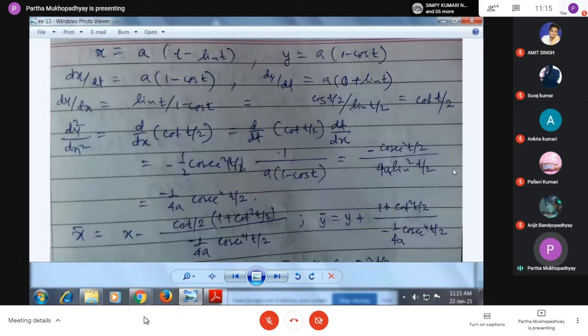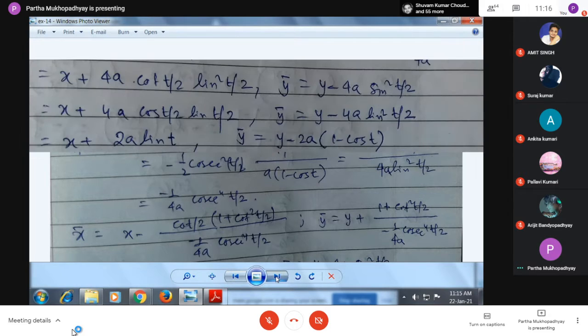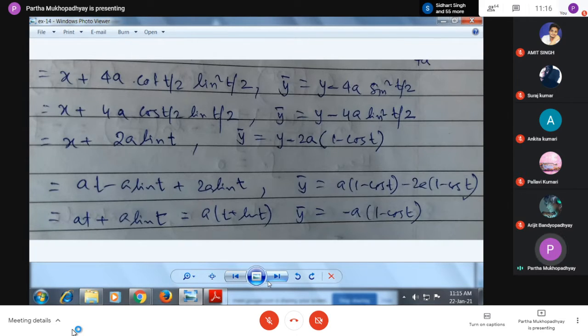This is x bar. And y bar equal to y plus 1 plus cot squared t/2, that is 1 plus y1 squared by y2. Okay, so this will be the thing now. So what you have to do? We have to eliminate x and y from this. Okay, we have to eliminate x and y from this. So what we are getting from this equation, x is equal to 4a cot t/2 sin squared t/2, and y bar equal to y minus 4a sin squared t/2.